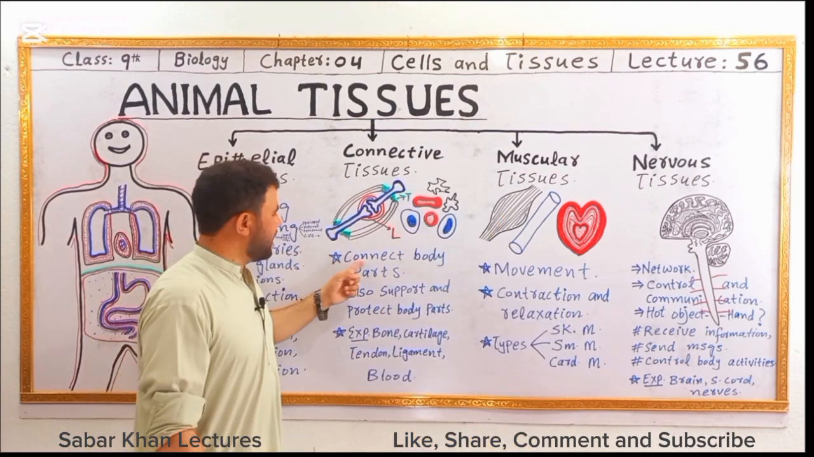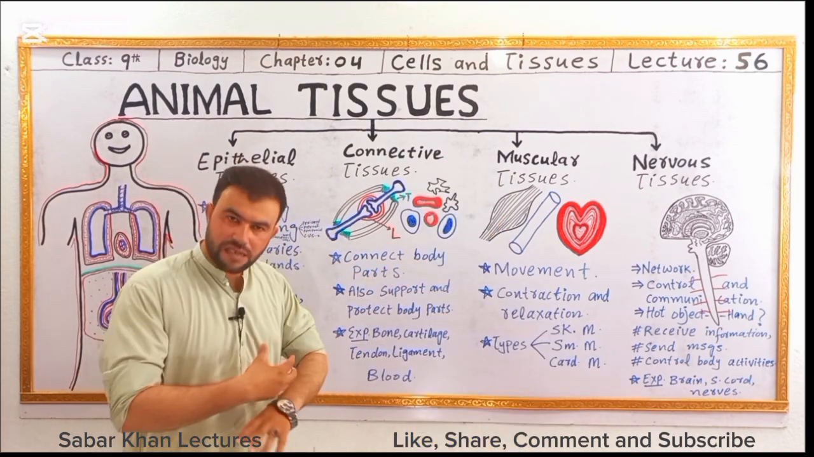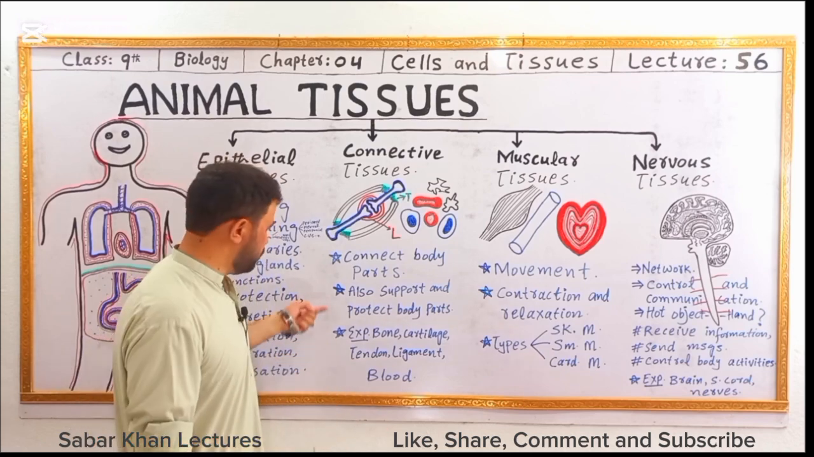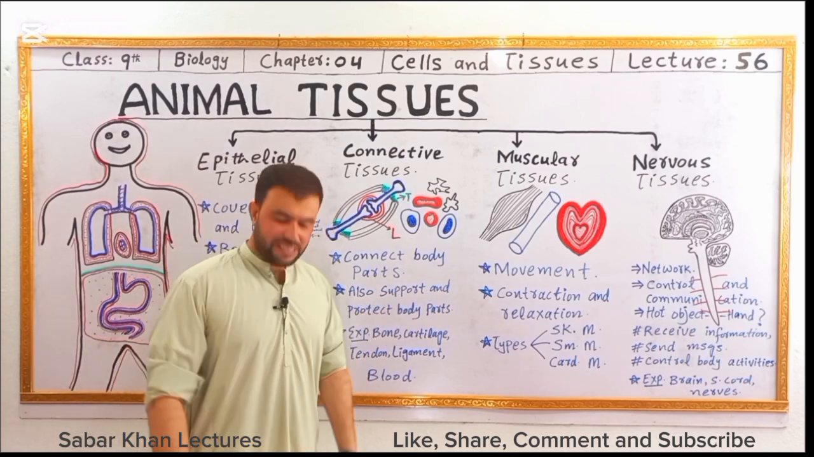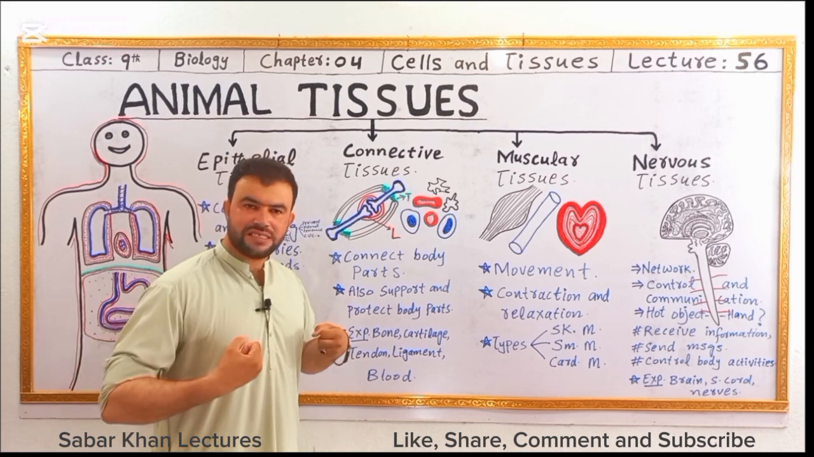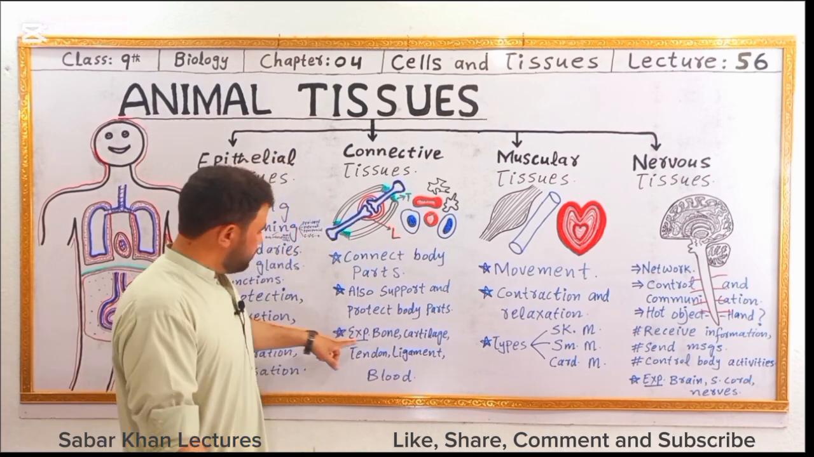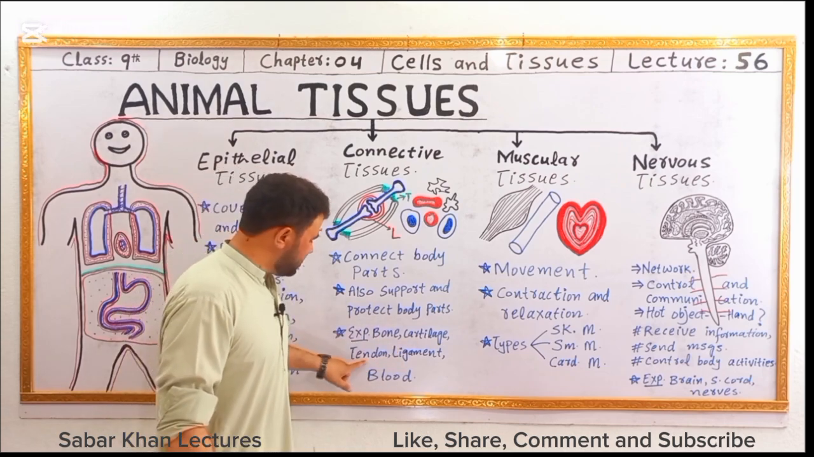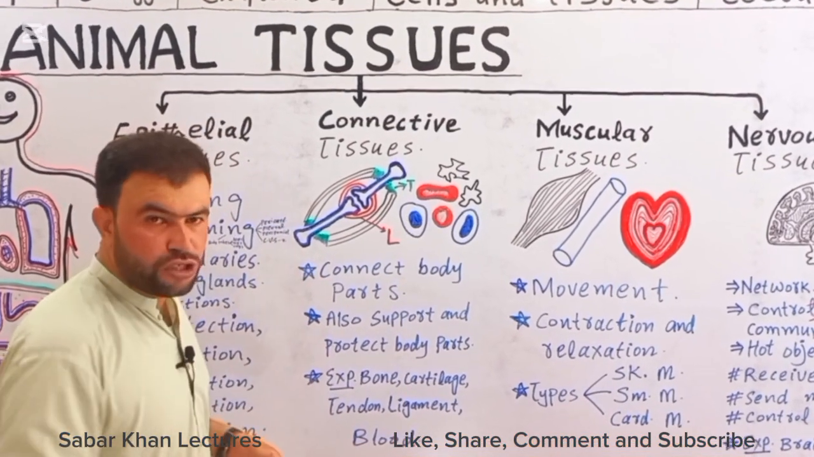Connective tissues are connecting our body parts. Our body parts are connected with the help of connective tissues that also support and protect body parts. For example, our bones are supporting us, and the bones in our cranium are protecting our brain. The bone, cartilage, tendons, ligaments, and blood are examples of connective tissues.